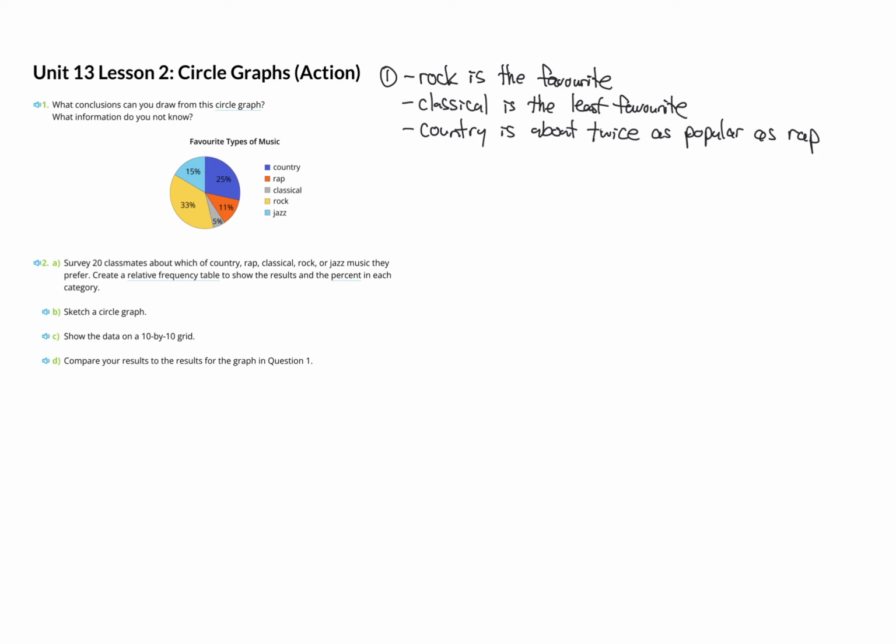So it says here, what information do you not know? I know the percentage of people, but I don't know who was surveyed. So I'm going to make a list of what I don't know. Who was surveyed? Was it a class? Was it people walking down the street? And actually, I also don't know how many people.